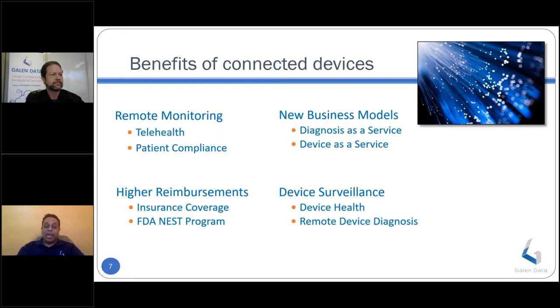So I think remote monitoring is going to stay. And if you have a device that is well suited, connectivity is going to be key to that. The other aspect that you can enjoy with connected devices is higher reimbursement. And this is tied again to data, real world data.